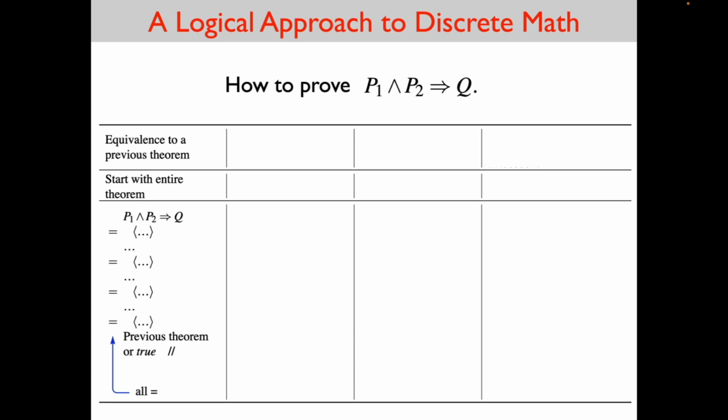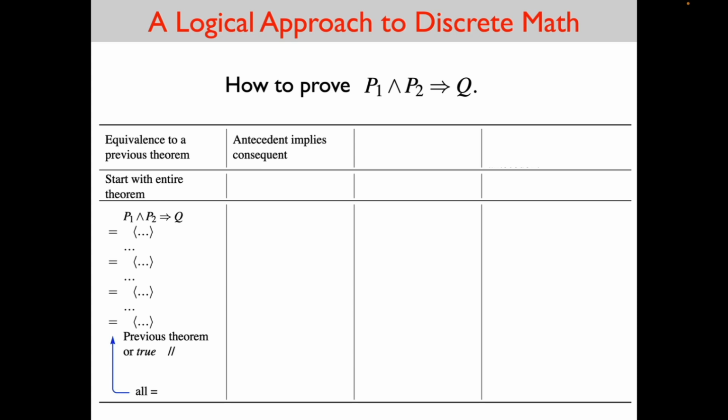Then a few lectures ago, we said, okay, now in the same way that you can start with one side of an equivalence and get it to equivalent another side, you can also start with the left-hand side of the implication, the antecedent, and get it to imply the consequent.